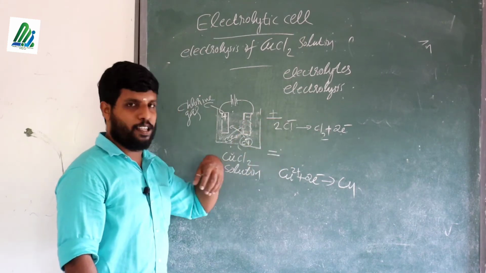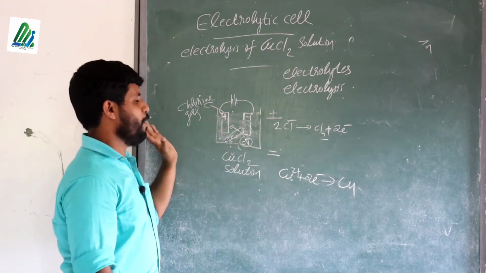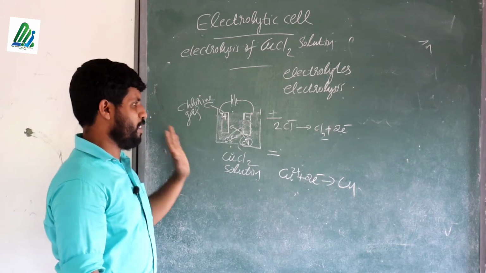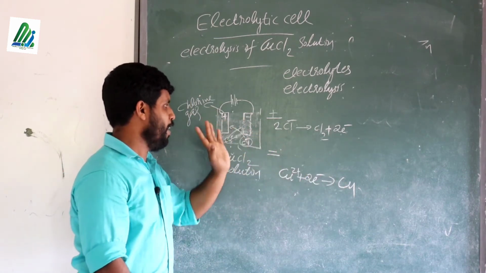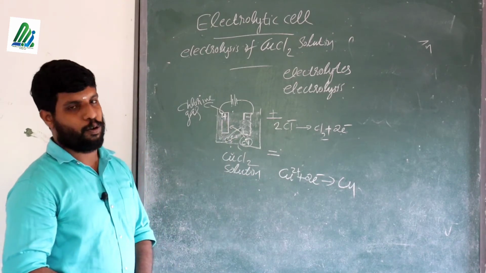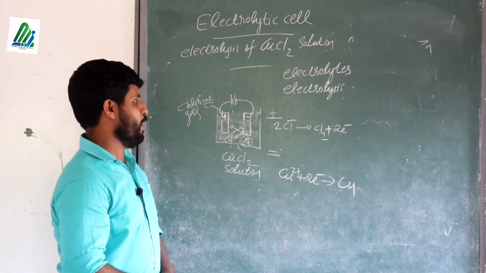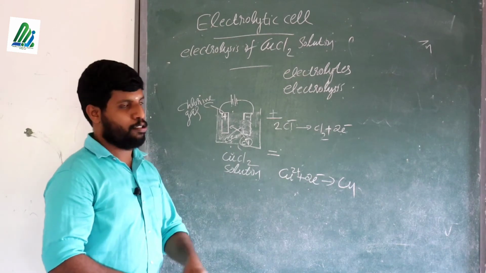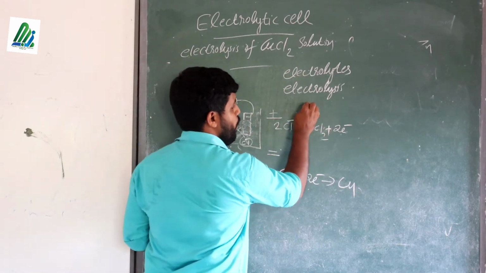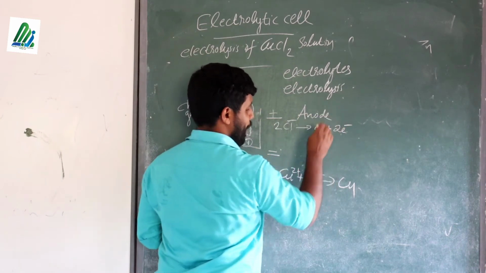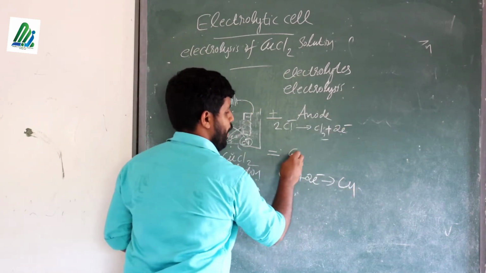Chlorine is a gas, so it is not deposited; it will be expelled from the positive electrode. But copper is a metal, so it forms a layer, or is deposited, on the negative electrode. This is the equation representing the oxidation and the reduction. Oxidation is electron donating, and the electrode where oxidation occurs is the anode.